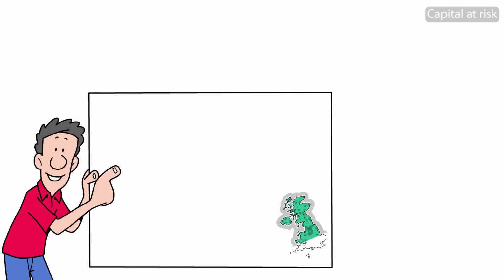Imagine you're a single adult living in Nottingham, a regional UK city known for its relatively affordable cost of living. Here's what a realistic monthly budget might look like for a no-frills but dignified lifestyle. Rent, for a one-bedroom flat, £625.